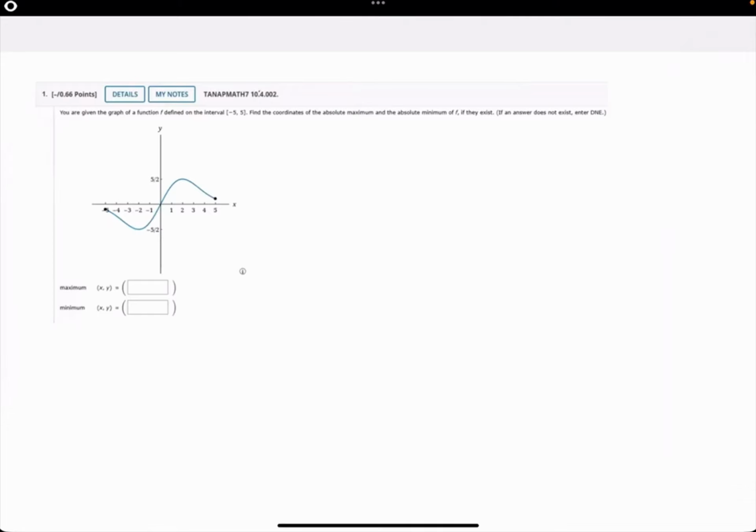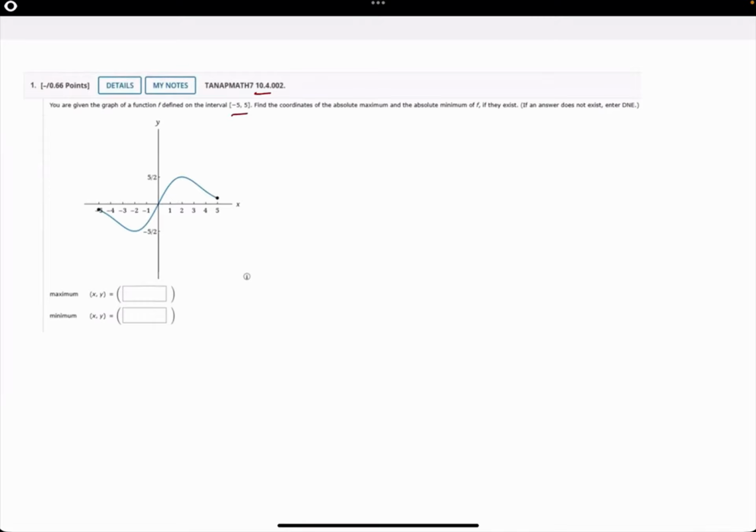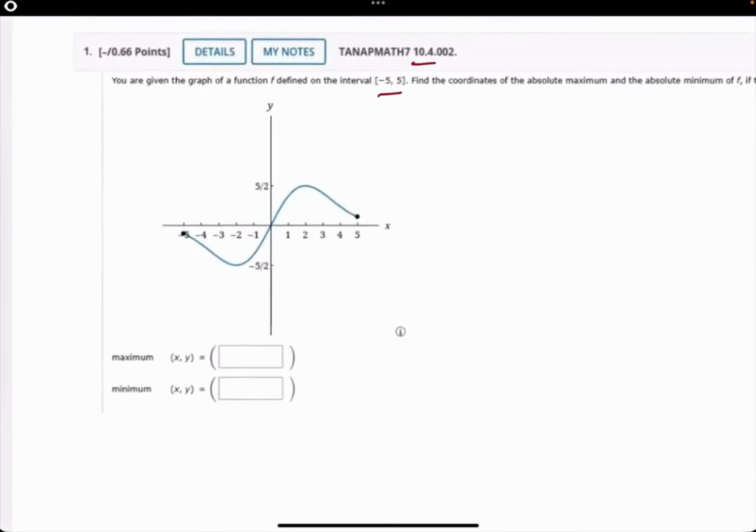Okie dokie, starting with 10.4 WebAssign homework number 1. They say you're given the graph of f on -5 to 5. Find the absolute max and absolute min. If they don't exist, enter DNE. Absolute max is the absolute highest point on the graph. That's it. So the ordered pair there is 2 and 5 over 2.